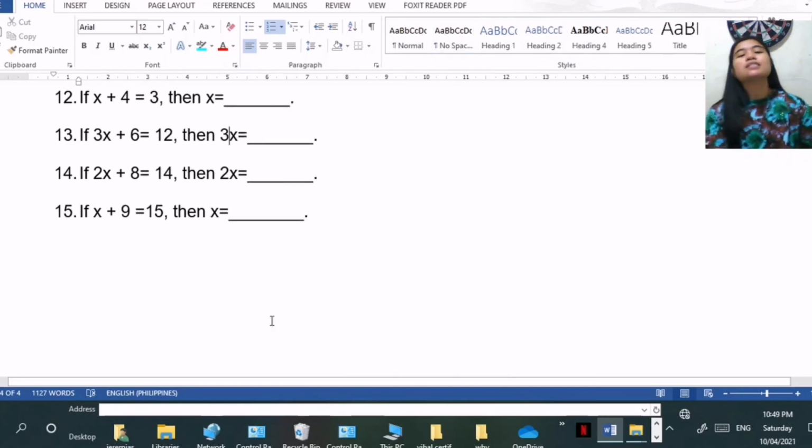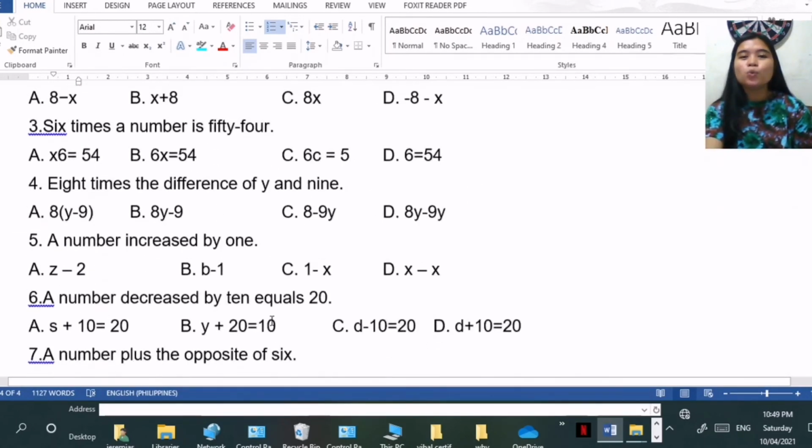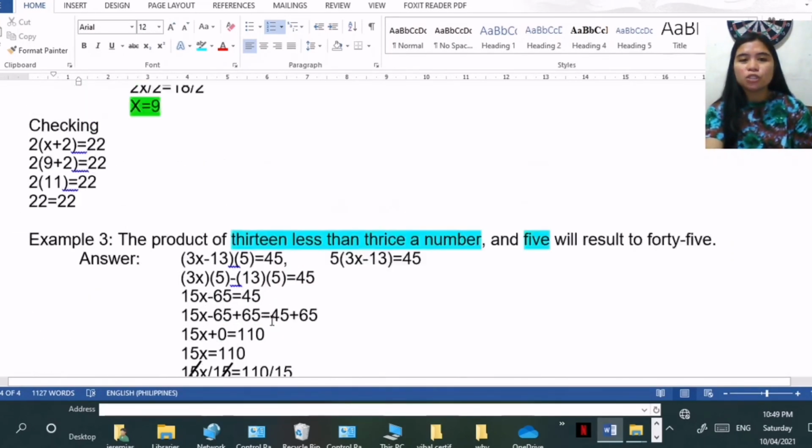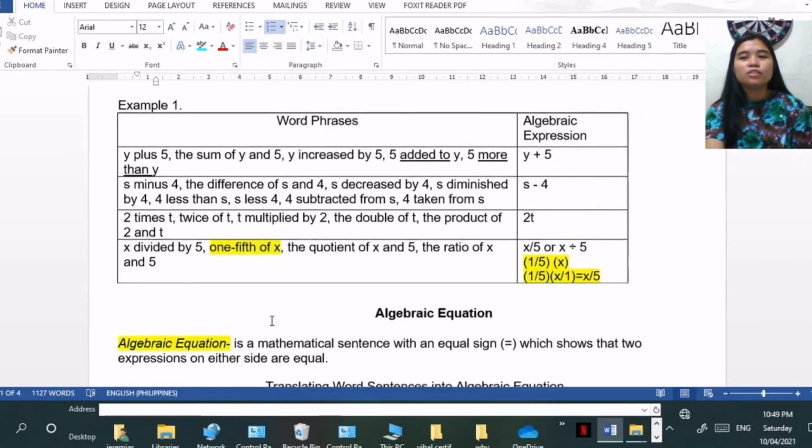So, that's all. Sana ay naunawaan nyo ang ating discussion ngayong week 3 and the week 4 ng third quarter. Ayan. Hopefully, sana po ay naunawaan nyo yung mga sinasabi ko.